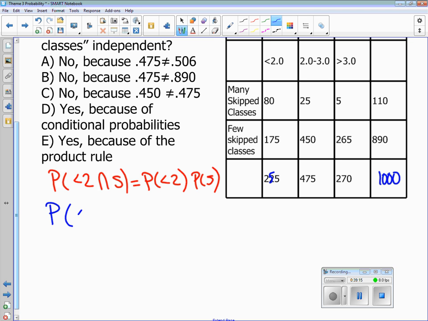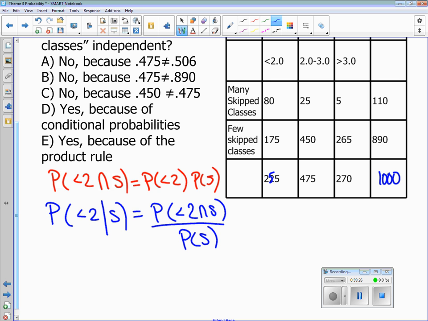So the probability of less than 2, given that they skipped, is equal to the probability of less than 2 and skip divided by the probability of skip. You think that's the rule, right? We want to say, does that equal the probability of just less than 2? We want the conditional probability to equal the non-conditional probability.